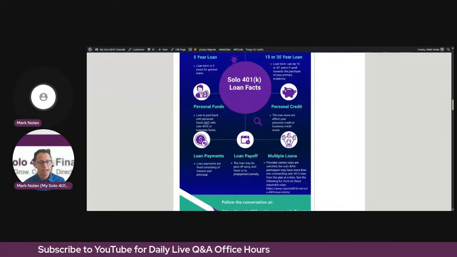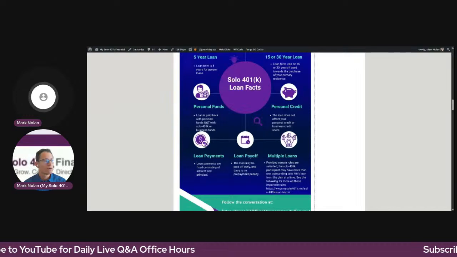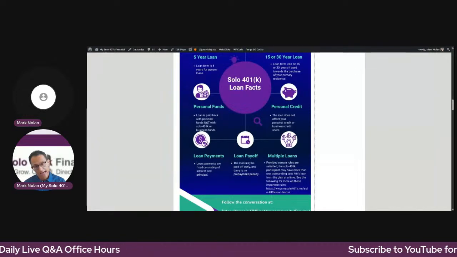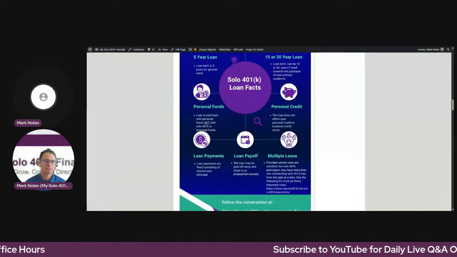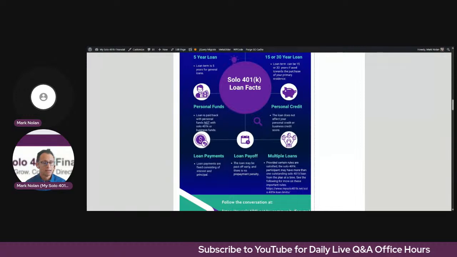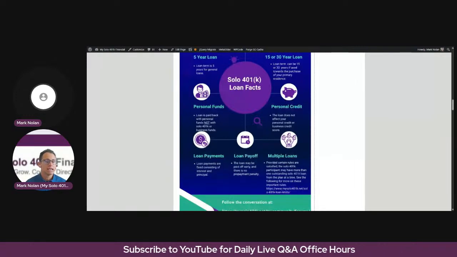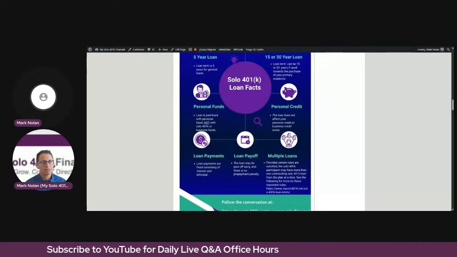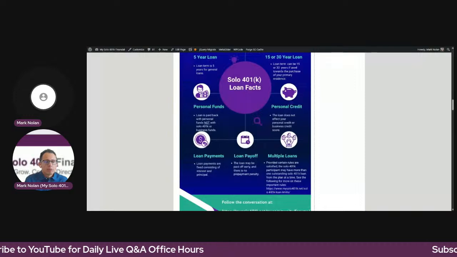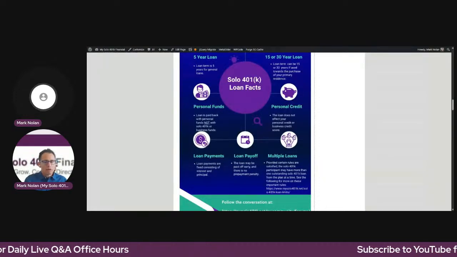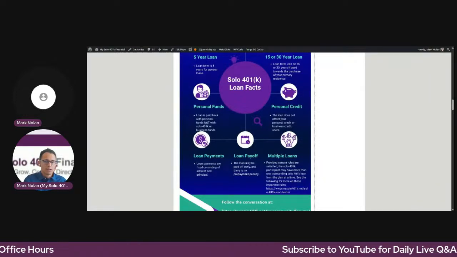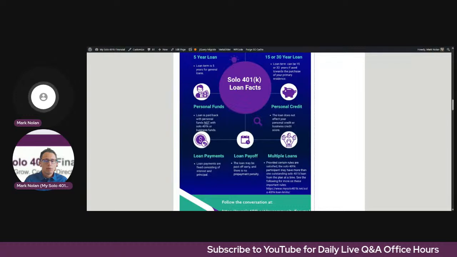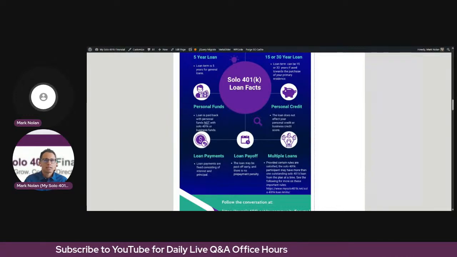They need to flow to your personal bank account because you are the one that's borrowing from the plan. Likewise, when you make the loan payments, they need to flow from your personal bank account back to the Fidelity Investments brokerage account, and you can do that via ACH, where you link your personal bank account to that Fidelity Investments only brokerage account for the solo 401k for those loan payments. So the interest and principal flow back to your Fidelity Investments brokerage account.